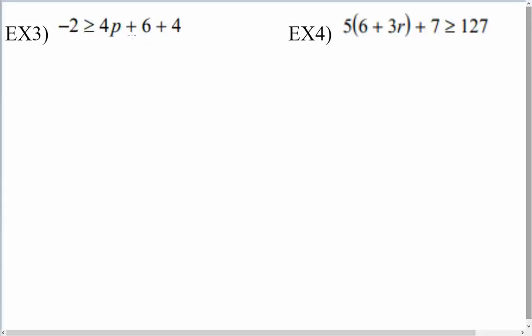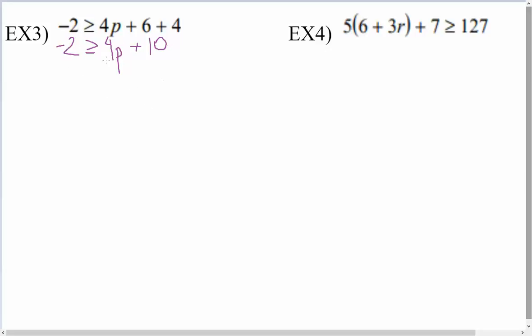Step 2, like terms. Well, I see this +6 and +4. Since both are constants, both are numbers, I can combine those like terms and end up with 10. So that is step 2, combine like terms. Step 3, variable on both sides. I don't see that, so skip that.